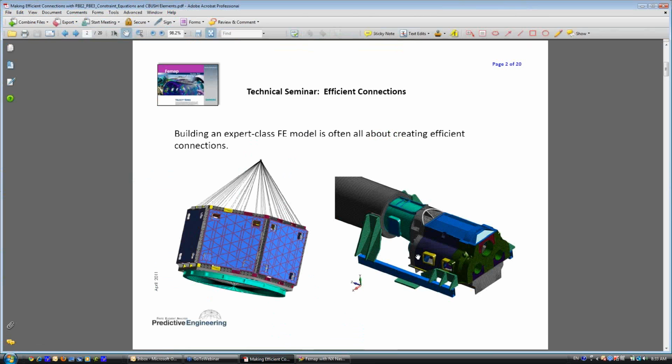And this is a model of an engine transmission. It's for a 3,000 horsepower, 12-cylinder diesel motor. Going inside that, RBE3s were used to distribute bearing loads into the bearing cuffs. Of course, RBE2s were used to connect up all the beam elements and make all the bolted connections. Very, very complex model.